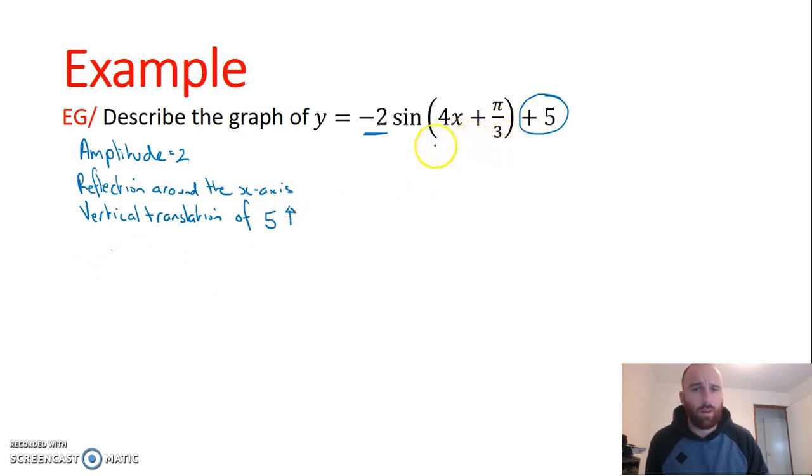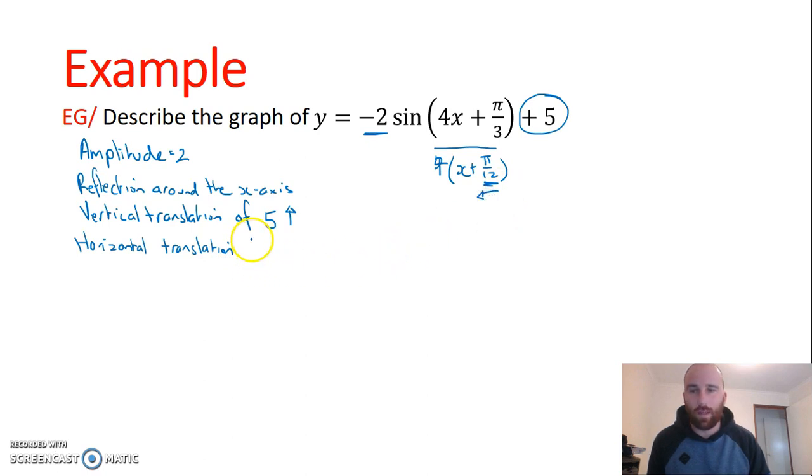Within this graph, it looks like we've got a translation of pi on 3 to the left, but remember that you need to take the 4 as a common factor. So 4 bracket x plus pi over 12. That pi on 12 is a horizontal translation, and because it's positive, it's going to move to the left. So pi on 12 to the left. So you can write that. I'm a little bit lazy today.